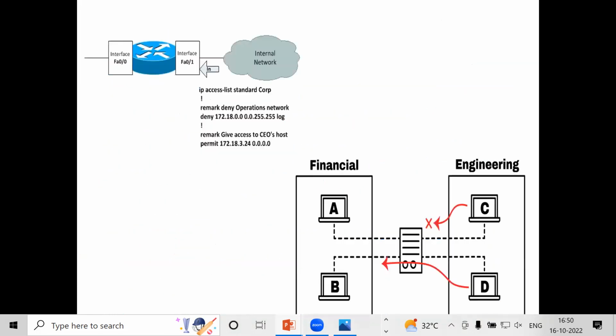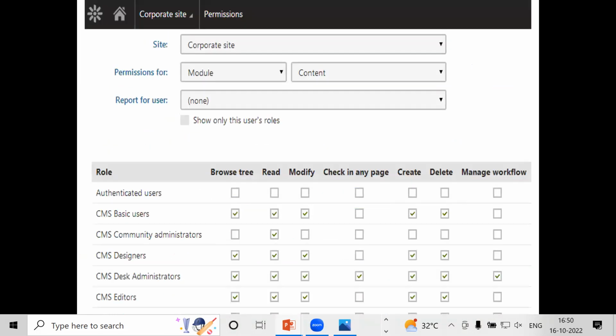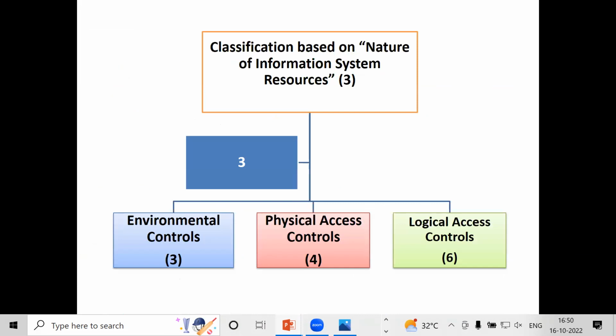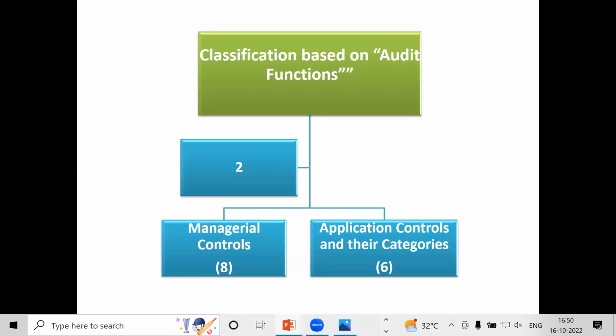So I have given various examples for corrective control, detective control, preventive control, etc. Now we'll see the last one, which is the audit function. What is the audit function? Normally, audit is examining the financial statements to express an opinion. This is meant for forming an opinion.